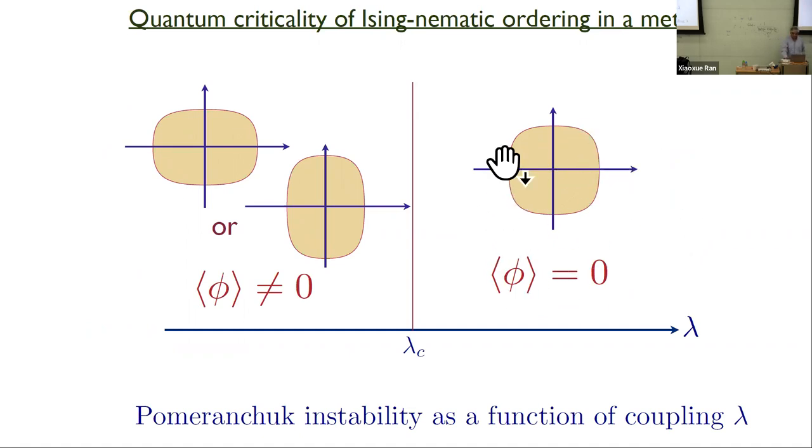where you have some Fermi surface, which on a square lattice has a square-like shape. Then as you turn up some coupling lambda, it distorts into a rectangular shape. So there's an Ising order parameter, exactly similar to what we heard this morning, which I call phi. And this is the phase transition between this phase and this phase.